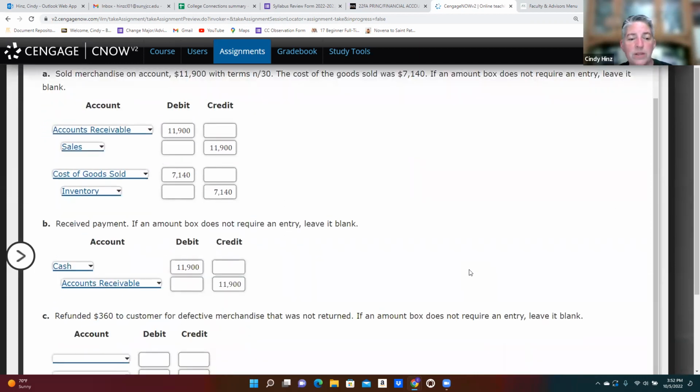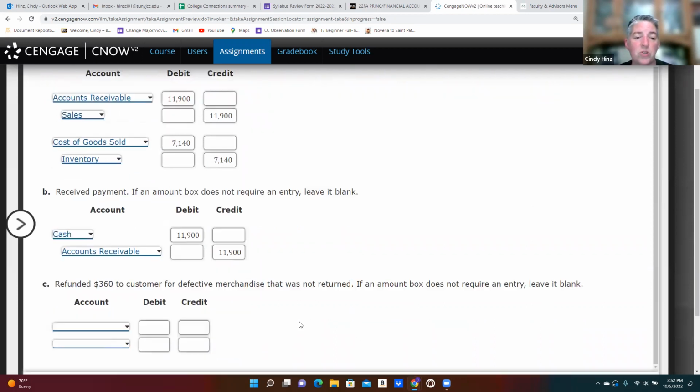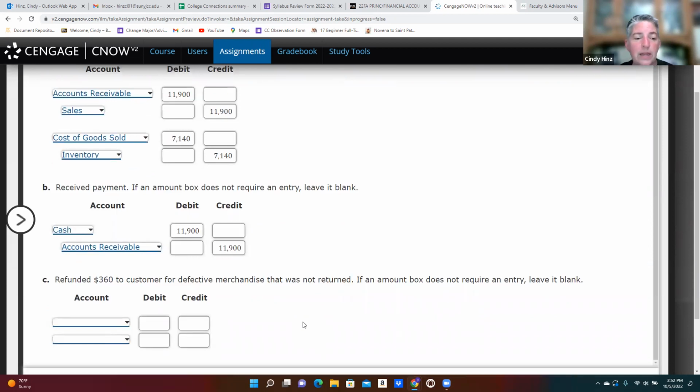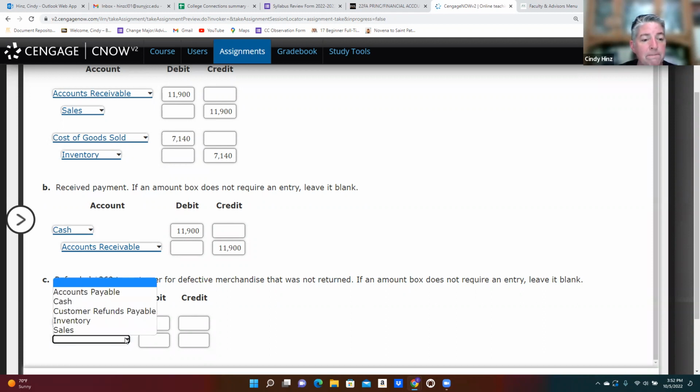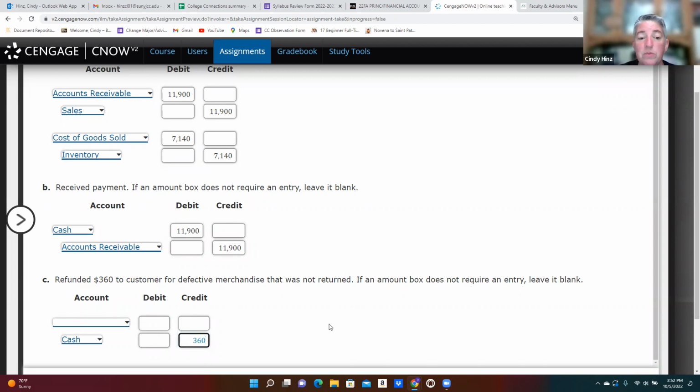And so now our customer doesn't owe us anything, but our customer then returned some merchandise to us that was defective. And so we talked about this in chapter 5, setting aside that liability that, hey, some of our customers might want to return merchandise to us. And so we're going to have, let's see, it's defective merchandise. And so we are going to pay our customer. We're going to refund the cash payment.